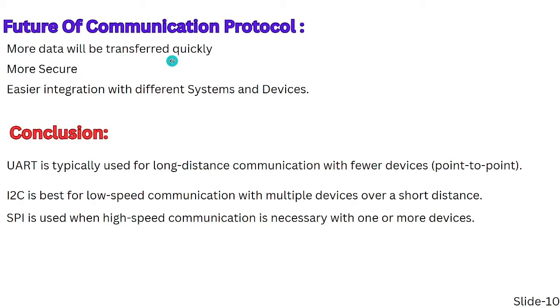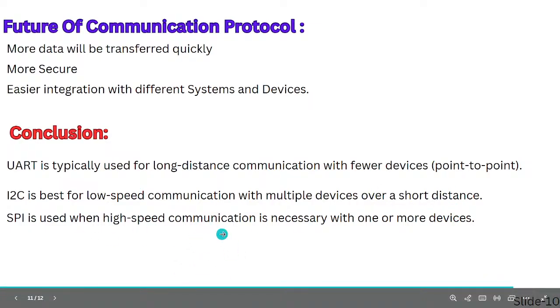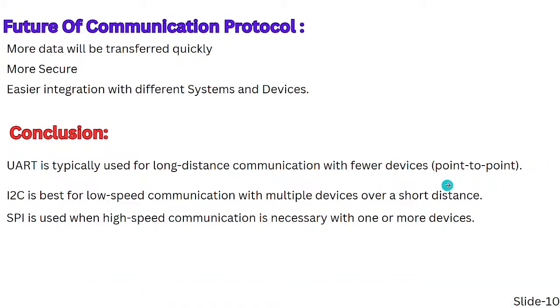Future communication protocols will allow more data to be transferred quickly, with more security and easier integration with different systems and devices. So the conclusion is finally: UART for long distance communication, then I2C for short distance communication, and SPI for high speed communication. Now long distance means point to point communication, like a mobile phone.